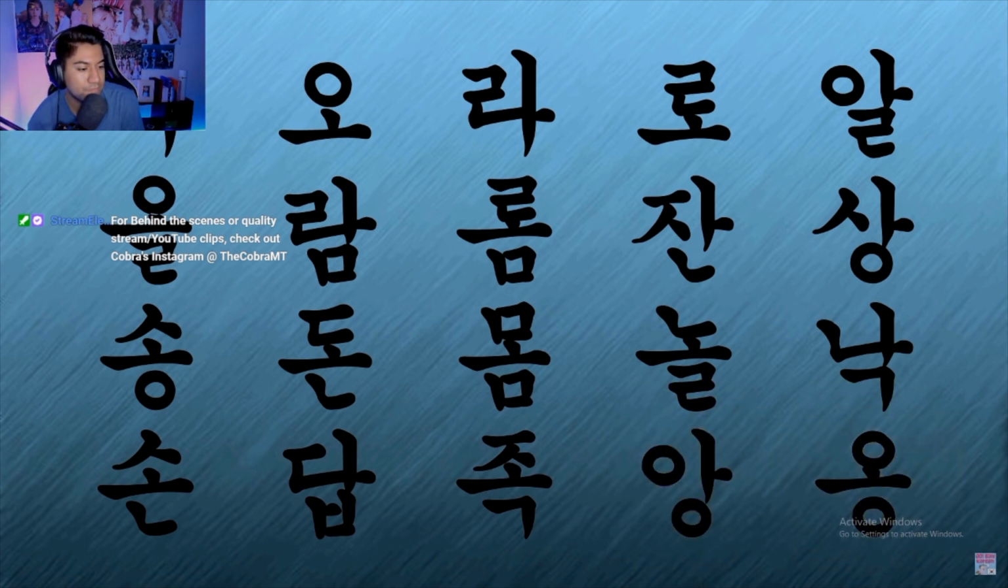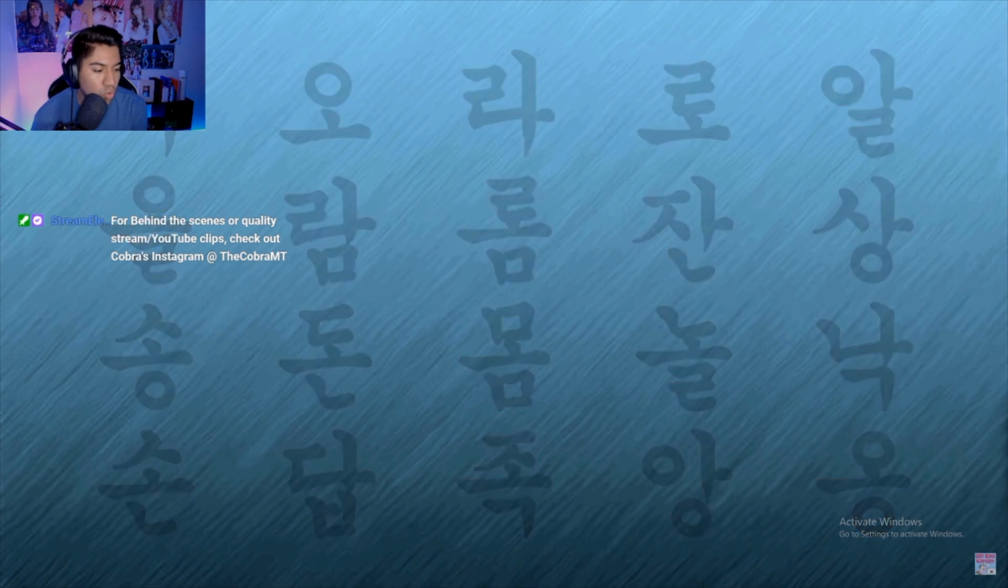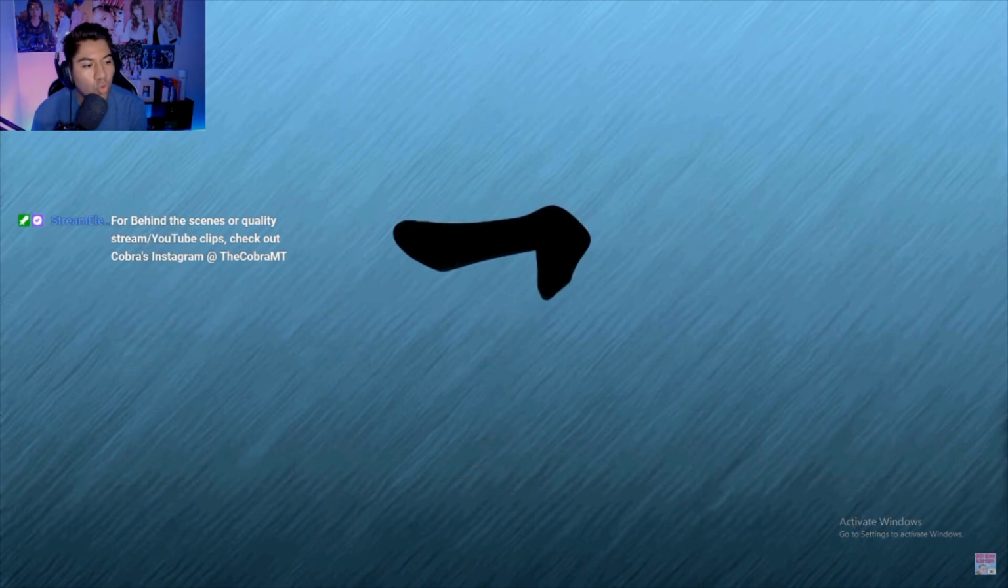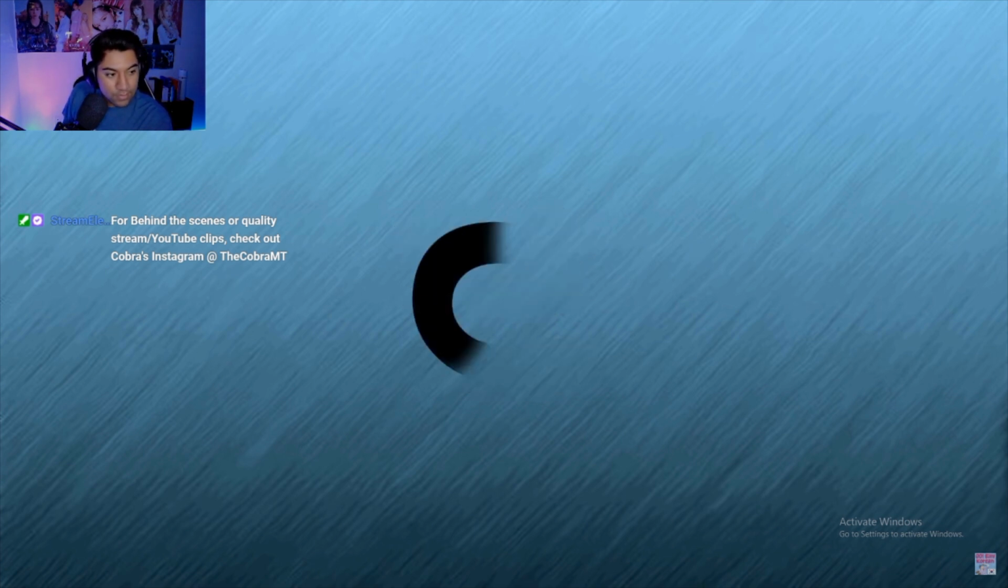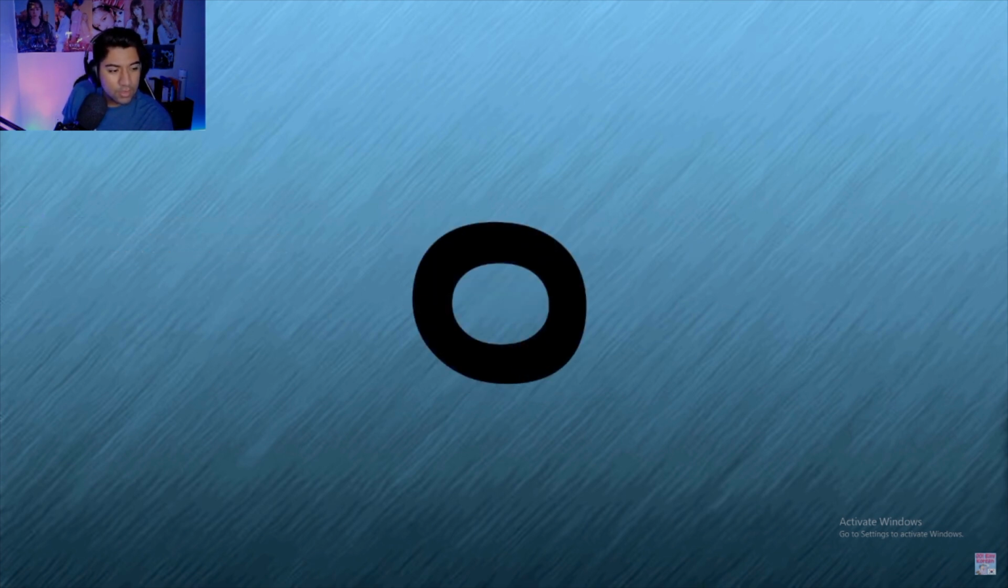Practice these two new letters on your own, writing each one individually, writing them in your own syllables, and then sounding them out. Remember that the key to learning Hangul quickly is practicing it as much as possible.